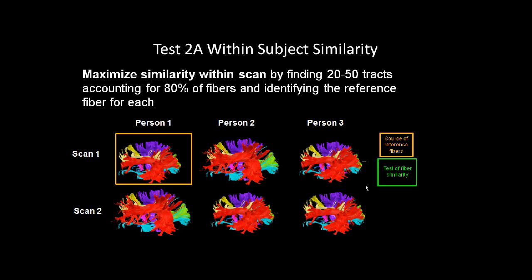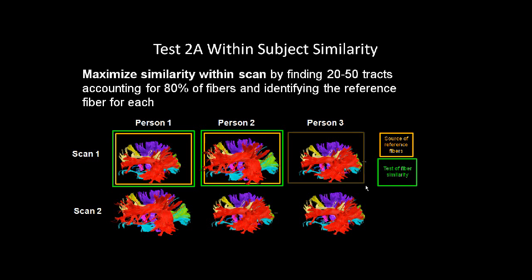Conceptually, you have a source of reference fibers, as illustrated by the orange rectangle, and then you're going to test how well that predicts the rest of the fibers you've labeled within that fiber tract, as illustrated by the green line. For test 2A, it is within scan that you're predicting. So you have a set of reference fibers for each individual, and you're predicting the fibers of the rest. The measure here is the degree of similarity of all the rest of the fibers within that track, but you must account for 80% of the fibers in the whole brain.